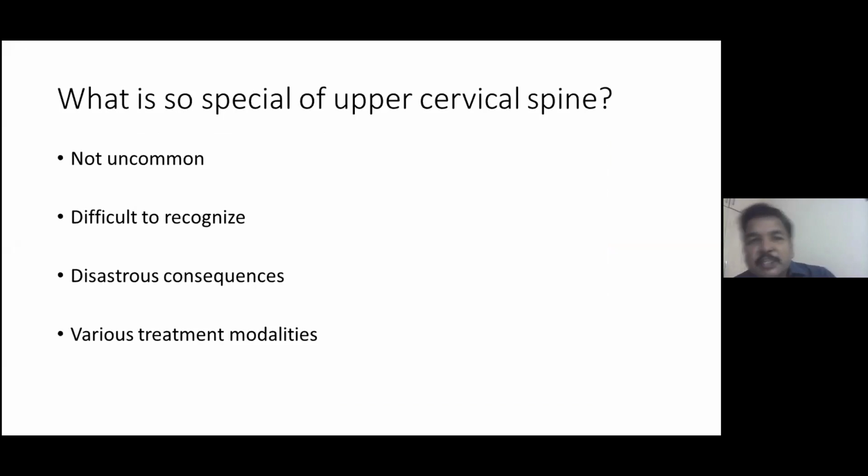So what is so special about the upper cervical spine? Injuries are not uncommon, they are common injuries, but they are difficult to recognize by the fact that the CV junction area is covered anteriorly by the facial skeleton and laterally by the mastoids. If they are not recognized, they lead to disastrous consequences, and we have various treatment modalities to treat these spinal fractures.